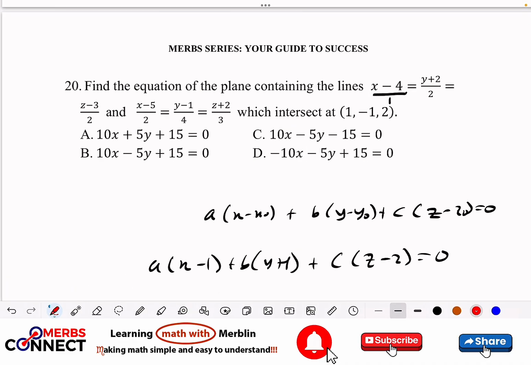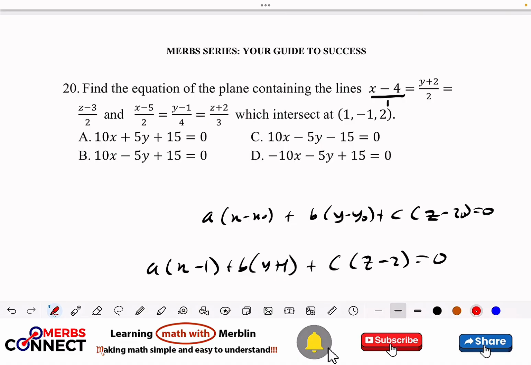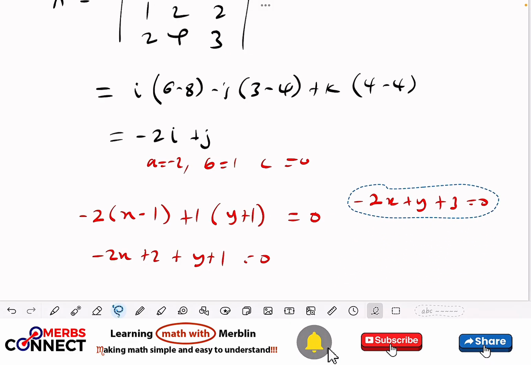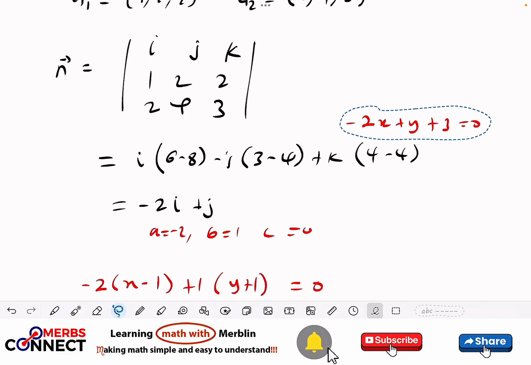Now let's look at how the answer is being written. Okay, so this is the same as minus 2x plus y plus 3 is equal to 0. Do we have any option like that there? Let's move it up there and go and check it out.